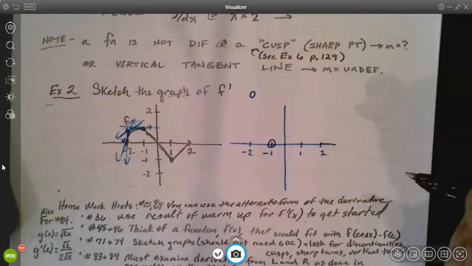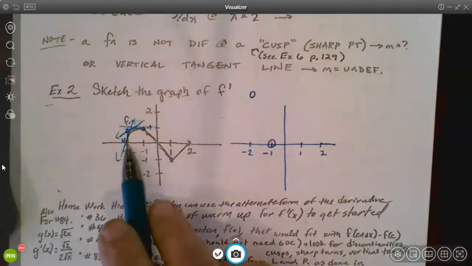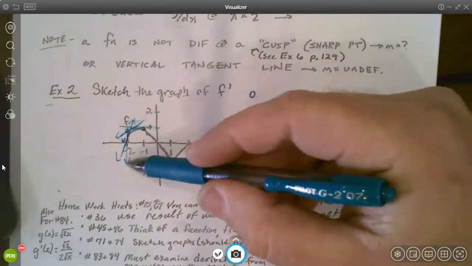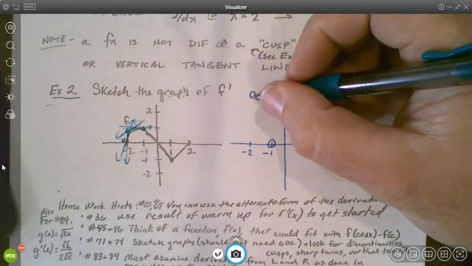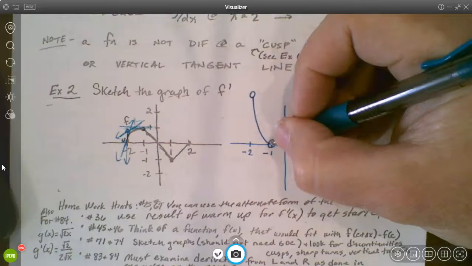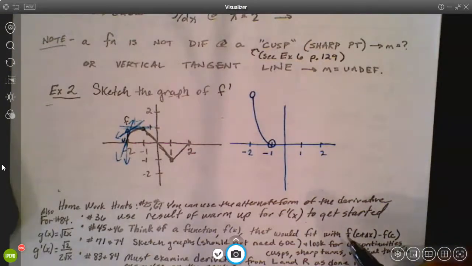We're going to have to put an open circle there because it would be undefined at -2, since there's a vertical tangent line right there. And then we had very, very big positive, and then it gets closer and closer to 0 as we get to -1. So it looks something like this.